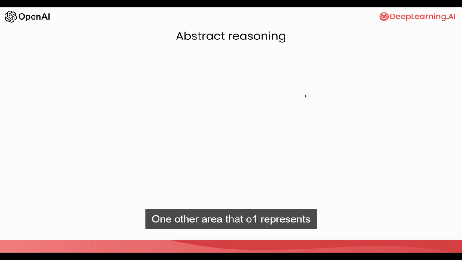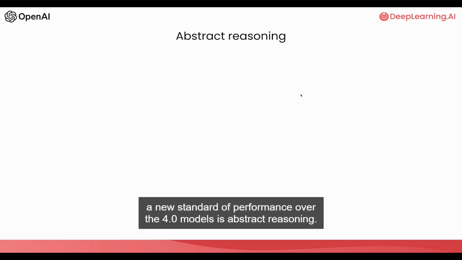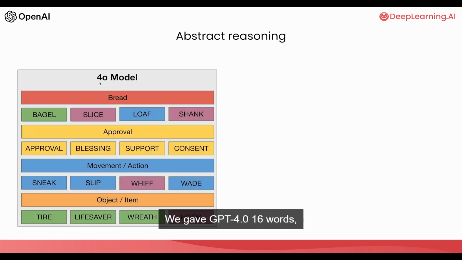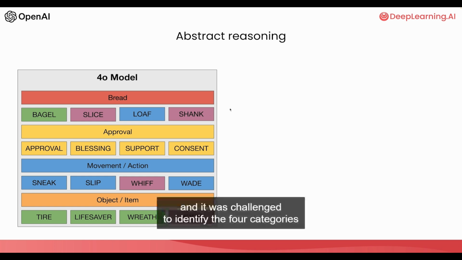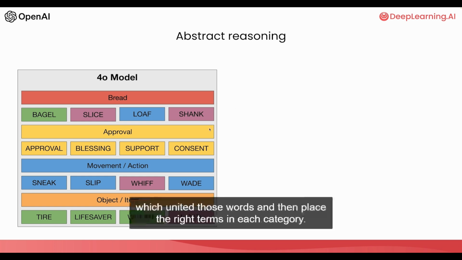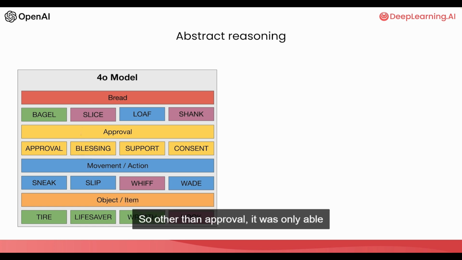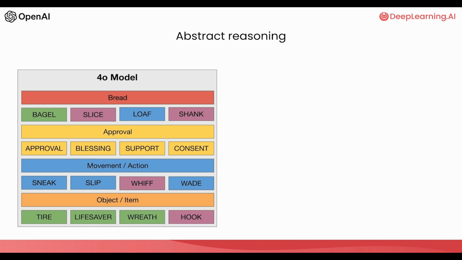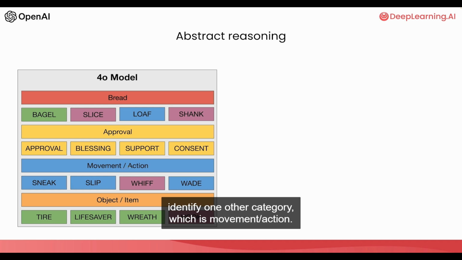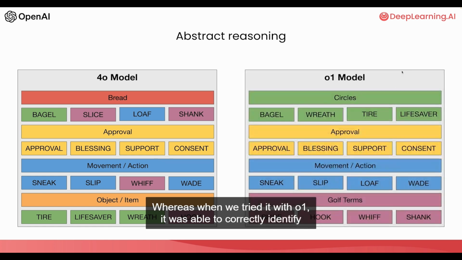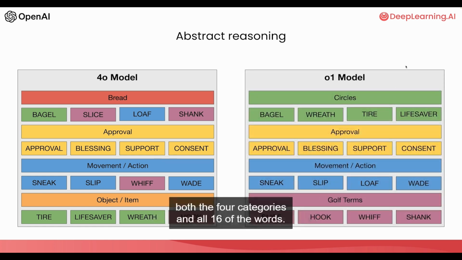One other area that O1 represents a new standard of performance over the 4.0 models is abstract reasoning. I'll give you one challenge here. We gave GPT-4o 16 words, and it was challenged to identify the 4 categories which united those words, and then place the right terms in each category. And you can see here that its performance was fairly haphazard. So other than approval, it was only able to identify one other category, which is movement/action, and it misidentified one of the terms. Whereas when we tried it with O1, it was able to correctly identify both the 4 categories and all 16 of the words.